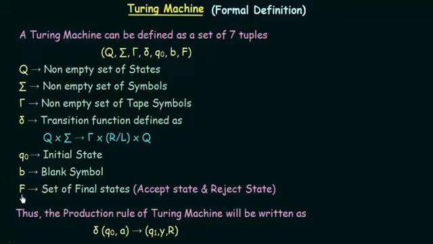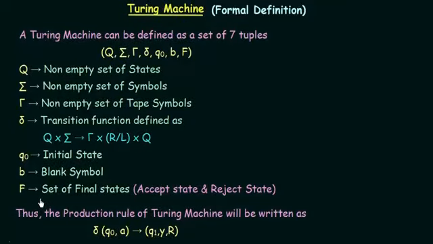And then we have F, which is a set of final states. In the introduction I already discussed that in Turing machine there are basically two kinds of final states: one is the accept state and another one is the reject state. So F represents the set of final states. These are the 7 tuples that are used to define a Turing machine.